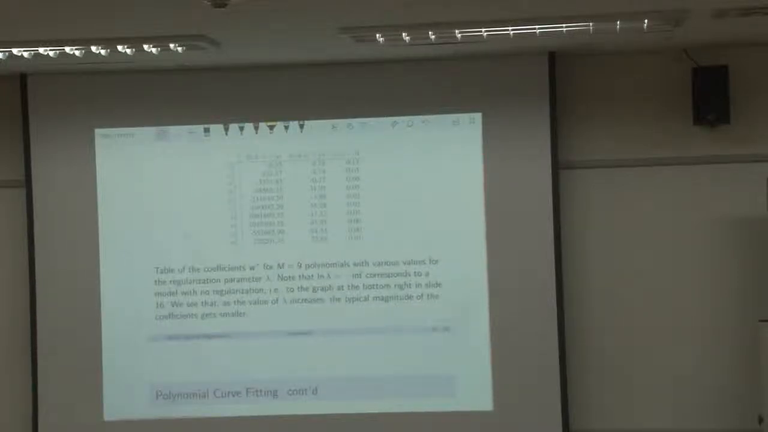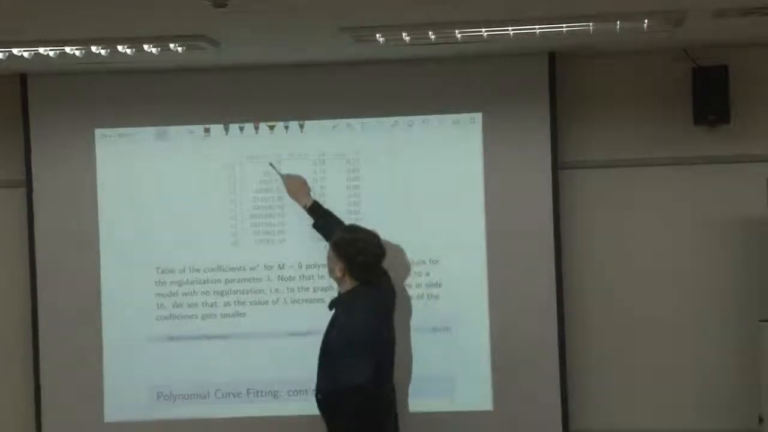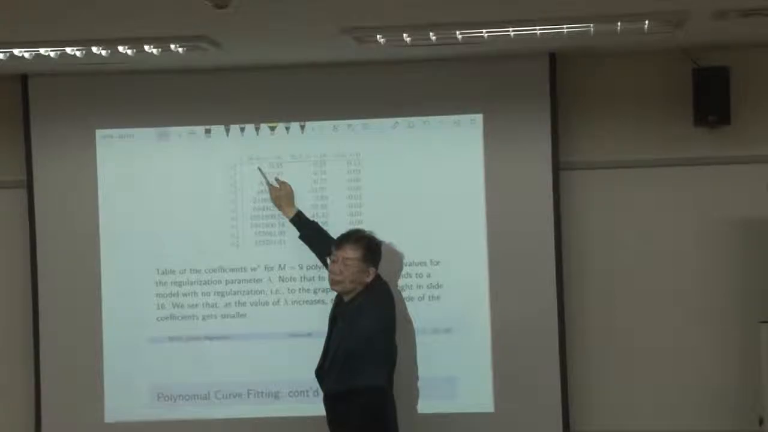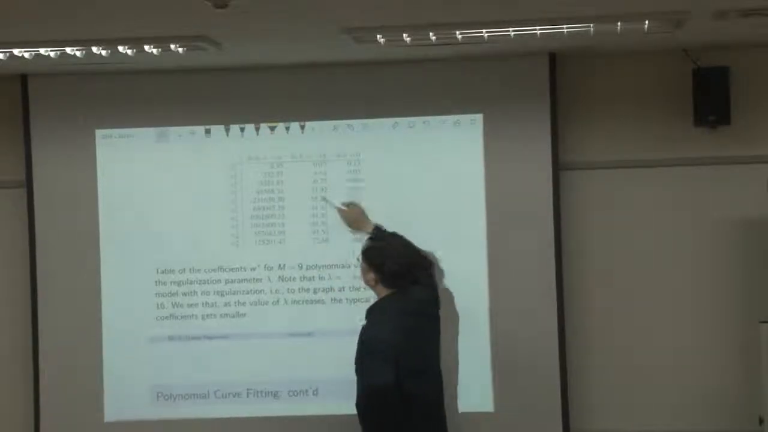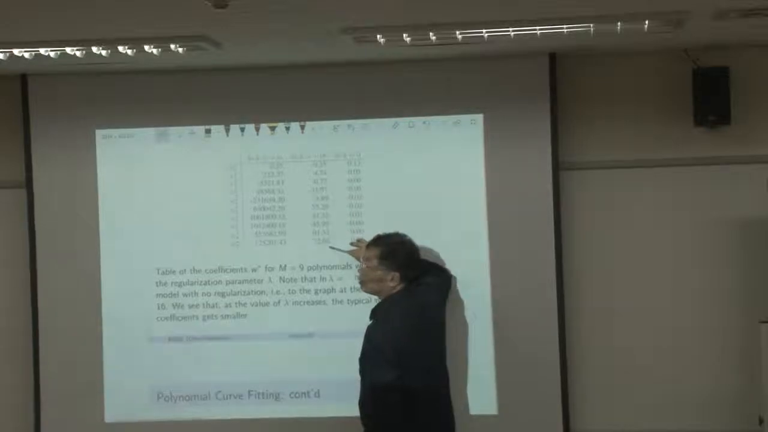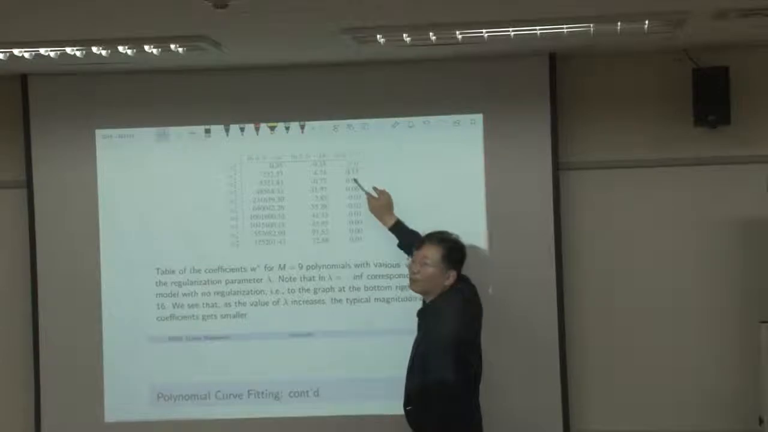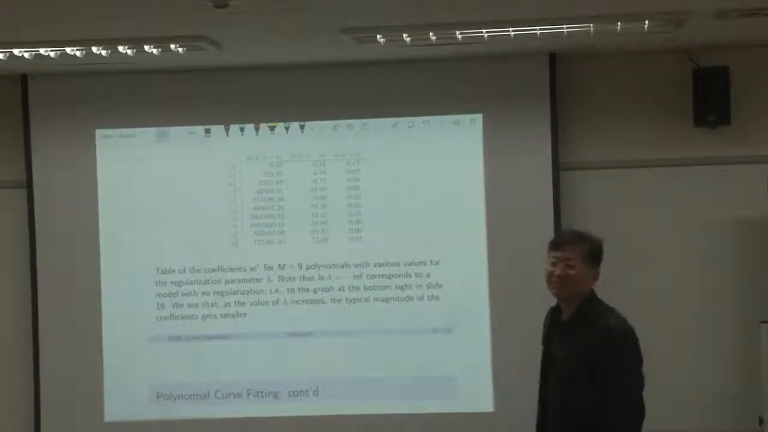And these are the coefficients. What is lambda here in this case? 0. You get crazy coefficients. This one is a reasonable small lambda. This is lambda equal to 1. You see what happens? The coefficients are just all zeros.